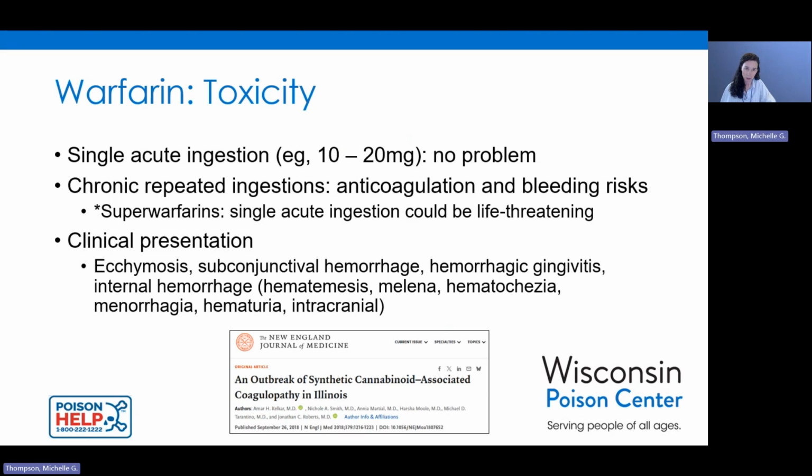Clinical presentation, obviously here, is bleeding. We can see ecchymosis, subconjunctival hemorrhage, hemorrhagic gingivitis, internal hemorrhage, and the manifestations of hematemesis, melena, hematochezia, menorrhagia, hematuria, and intracranial hemorrhage.